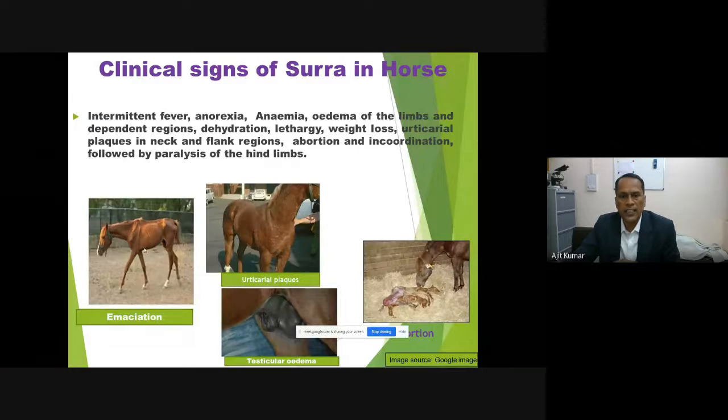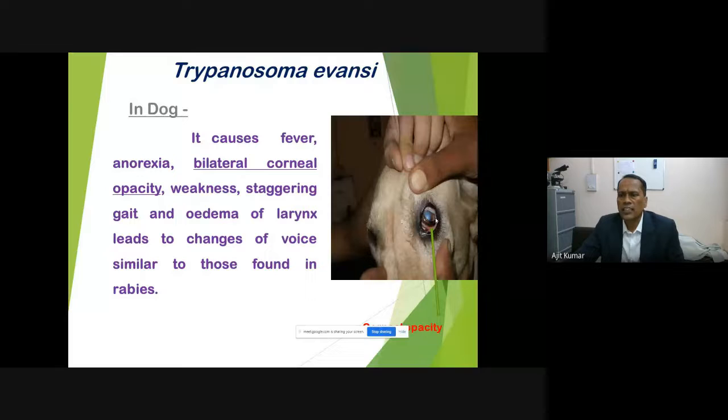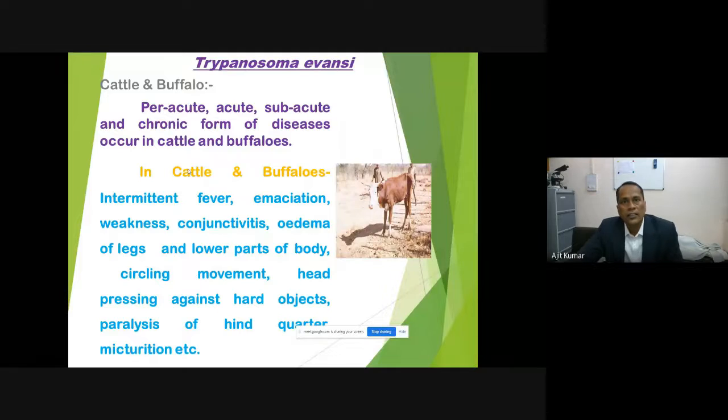The important signs are emaciation, oedema, abortion, and intermittent fever. The important clinical sign of surra is intermittent fever, meaning fluctuation of temperature. Some infected animals have hind limb paralysis. In case of dog, an important symptom is bilateral corneal opacity, and the change of voice of the dog is similar to rabies. The voice that appears in rabies also appears in surra-infected animals. Trypanosoma evansi infection also occurs in cattle and buffalo.